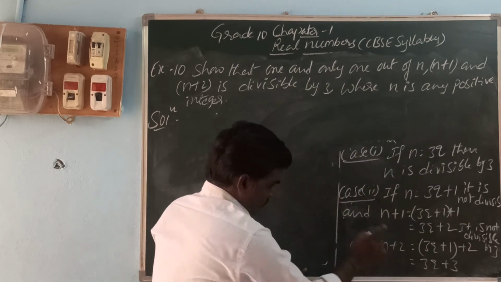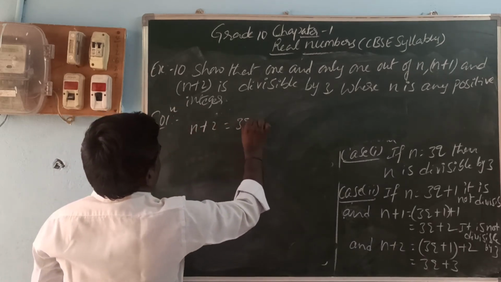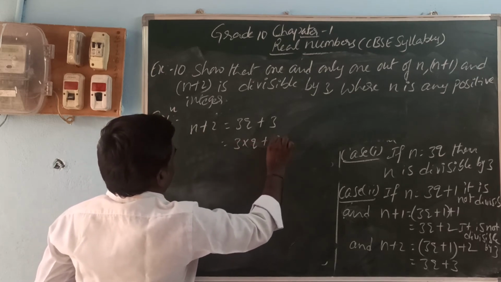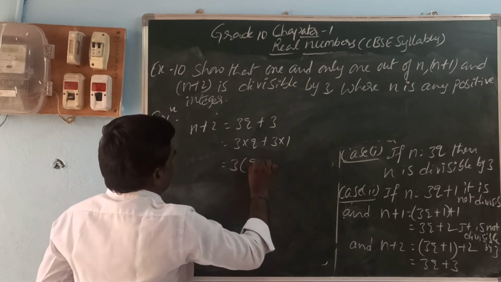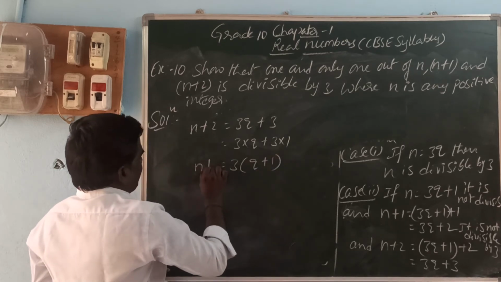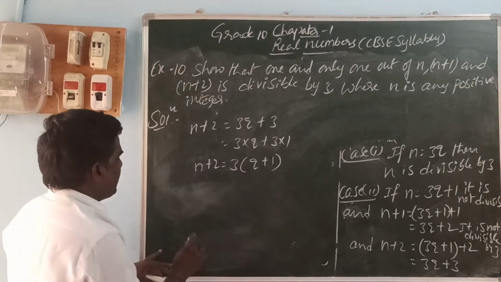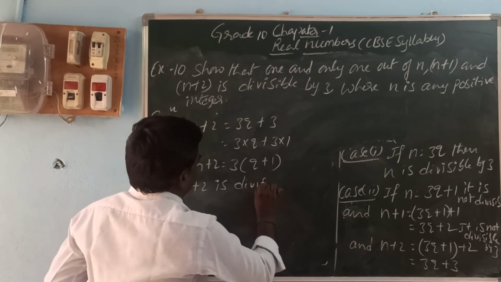Next, n plus 2 is equal to 3q plus 1 plus 2, which is 3q plus 3. That is 3 into q, and 3 we can write as 3 into 1. So in these two terms, what is common? 3. 3 of q plus 1. Therefore n plus 2 is a multiple of 3. Multiples of 3 are nothing but divisible. So n plus 2 is divisible by 3.